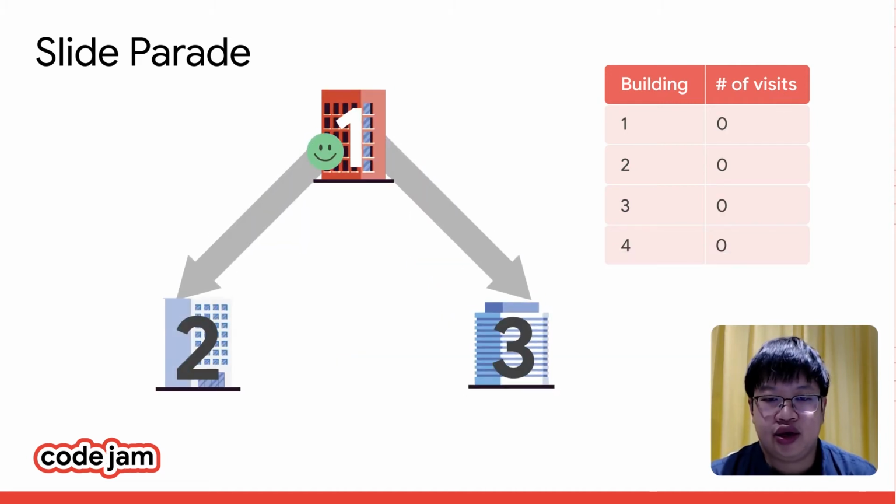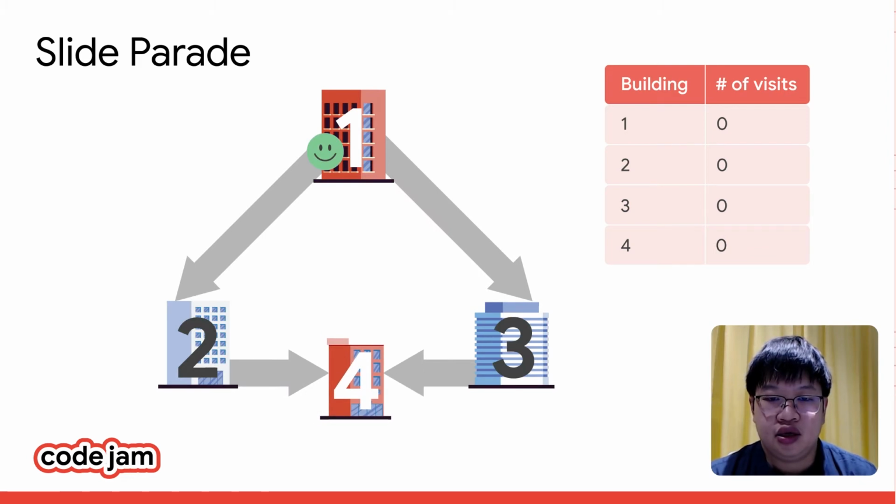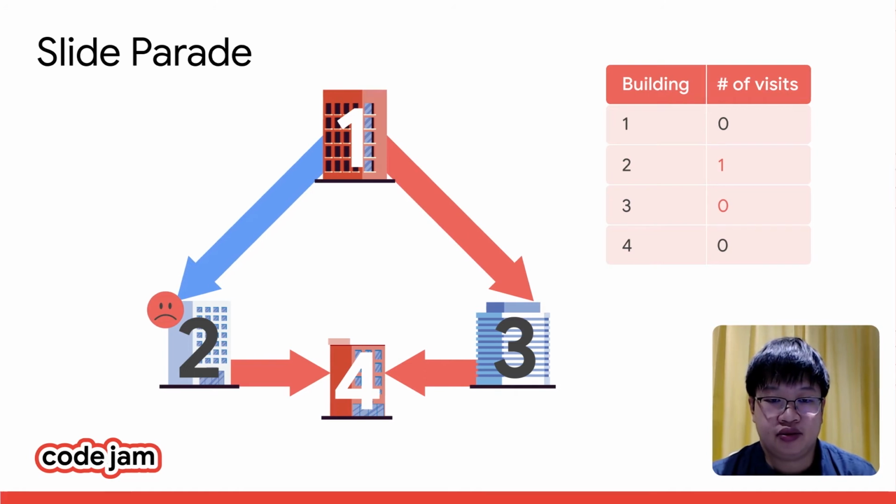Now let's look at another layout. In this example, it's impossible to design a valid parade because after leaving building 1, say to building 2, it's impossible to go back to building 1 or go to building 3. So the 2 slides on the right can never be used. And the number of visits between building 2 and building 3 will never be equal. That's all for the problem statement.